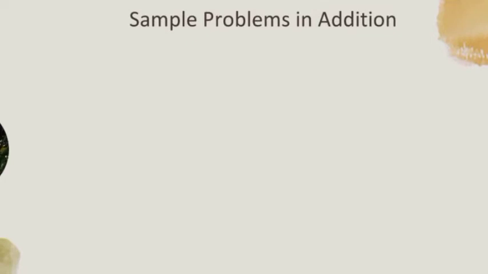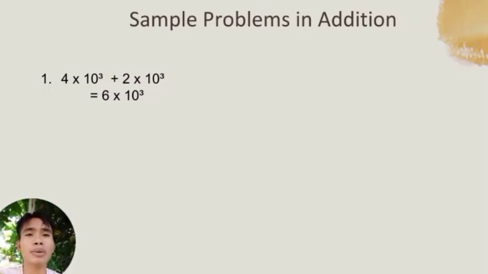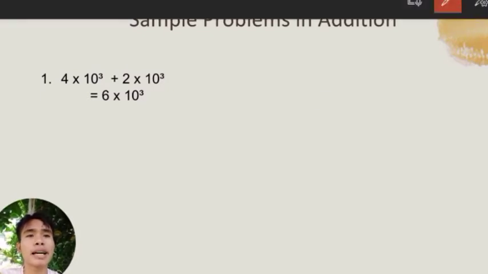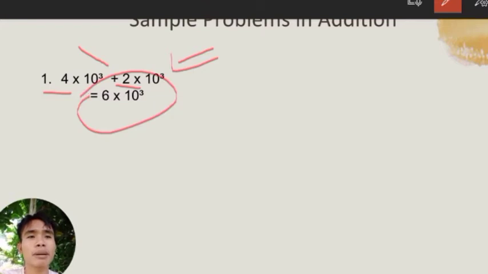So there are sample problems in addition. 4 times 10 to the power of 3 plus 2 times 10 to the power of 3. We've noticed that they have the same exponent. So we'll just add the coefficients 4 and 2, then copy the power of 10, which is 10 to the power of 3. Then it yields an answer of 6 times 10 to the power of 3.